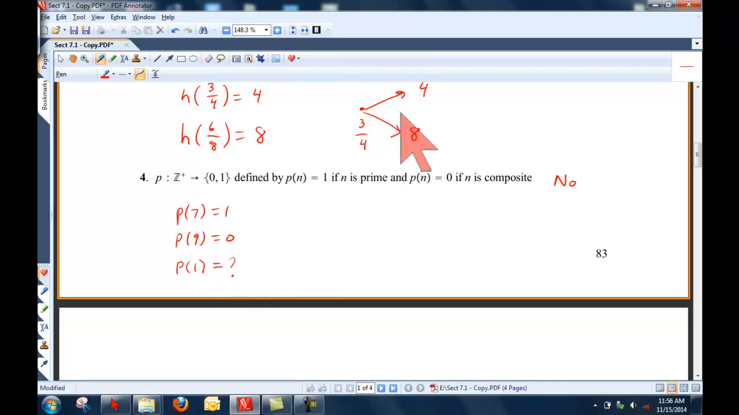Before, the problem was one input gave two outputs. Now the problem is one input doesn't give any outputs at all, and the definition of a function is each input has to give exactly one output.